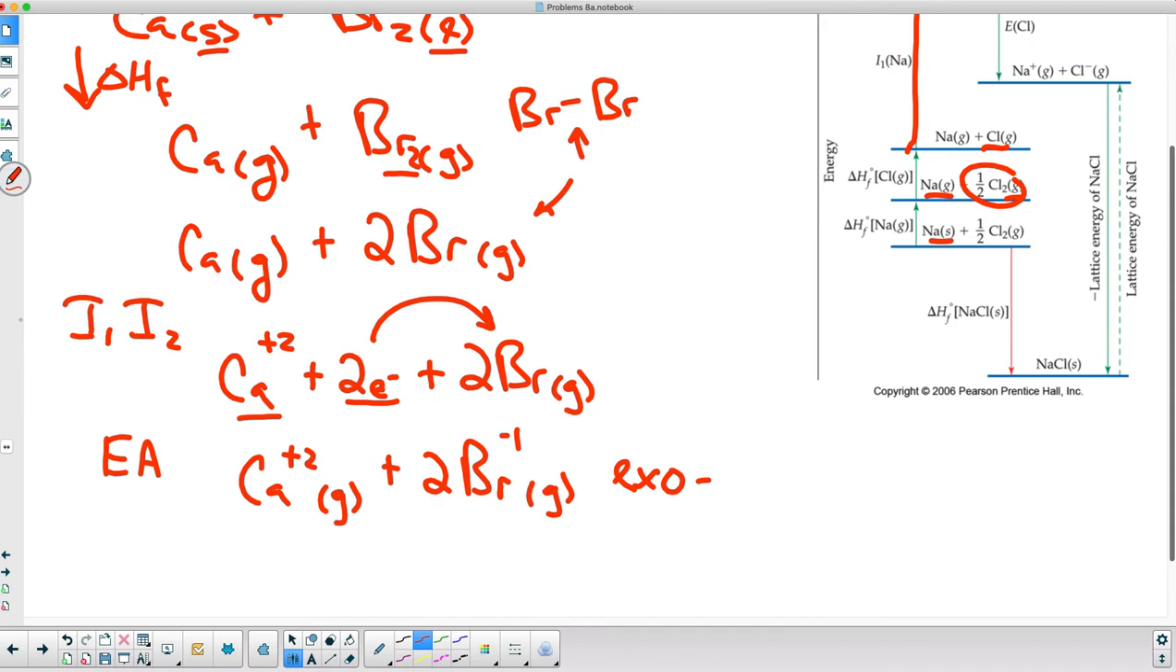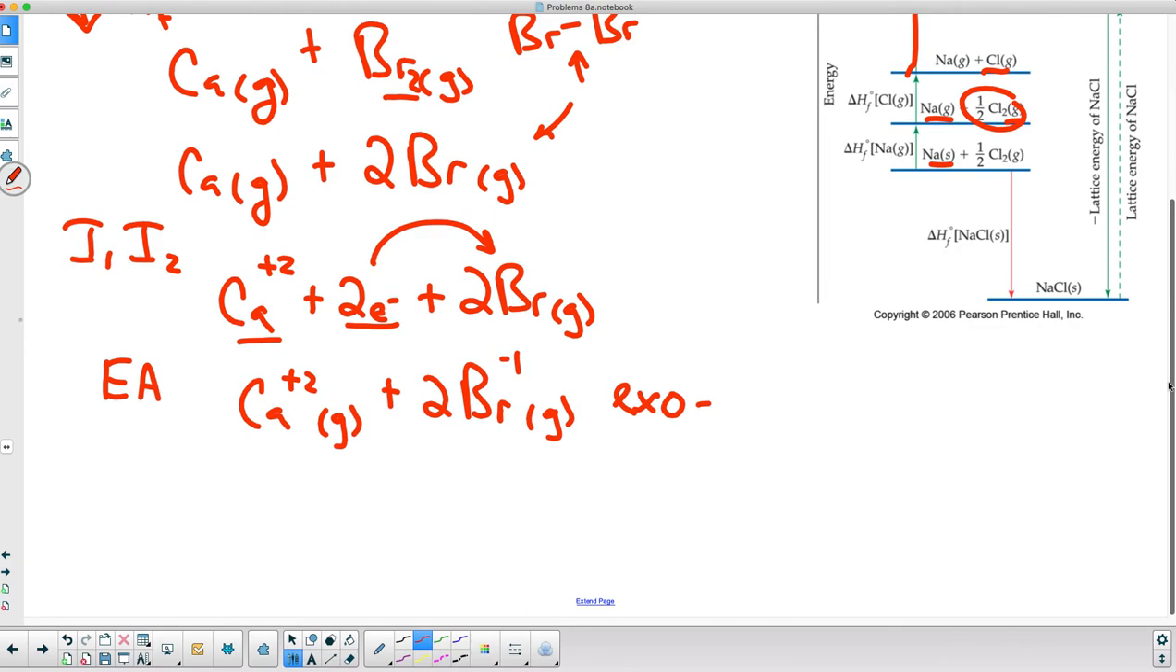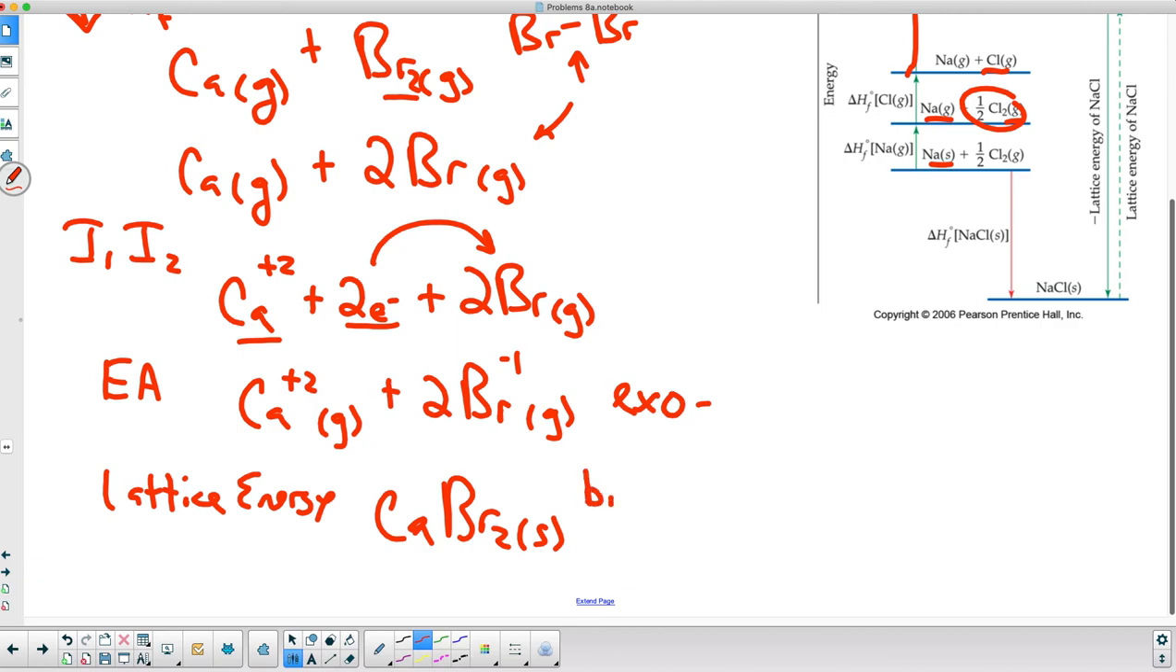So after I get the +2 for calcium and the 2 -1s for bromine, then my last step, I'm going through this pretty quickly, is when I hook them together, giving off lattice energy like this. And that means that I have Ca with Br2 like this, and it turns back into a solid. And this is the biggest exothermic part of my reaction.